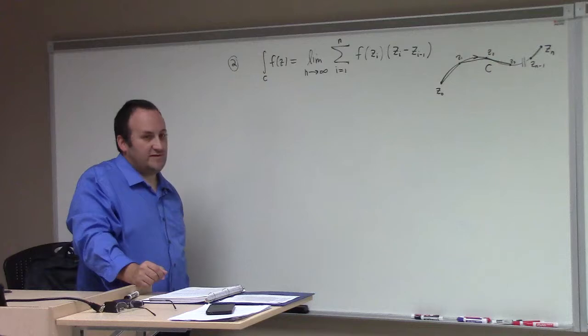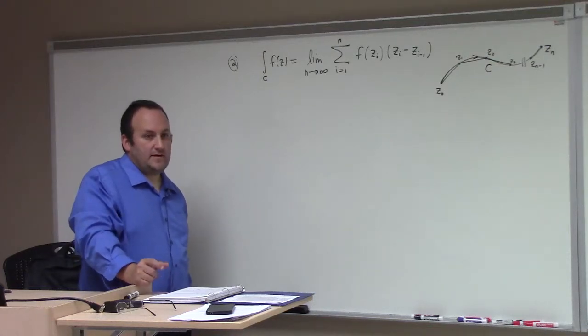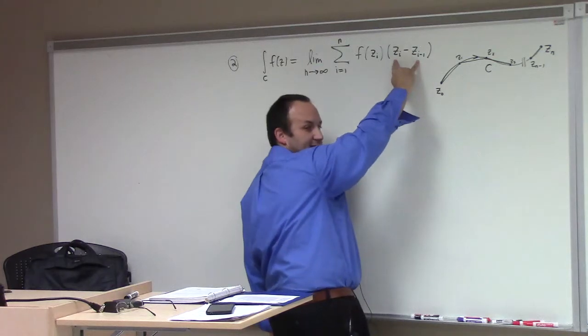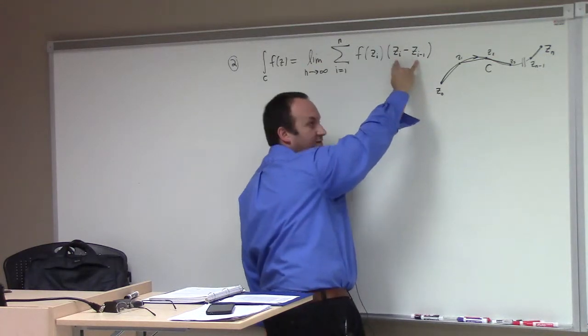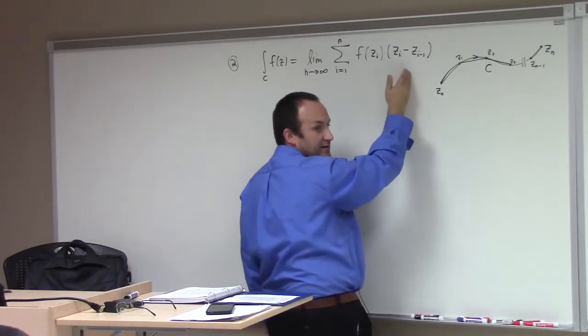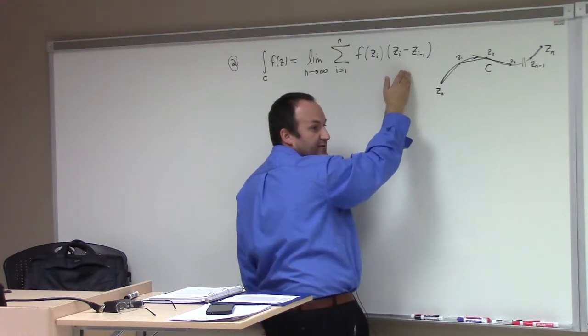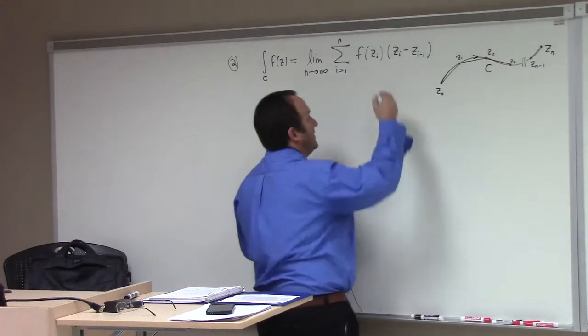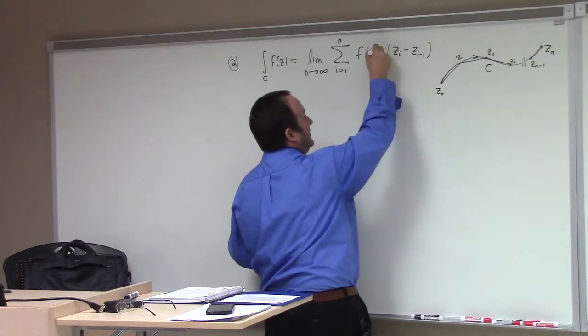Isn't that just the change in z? You could think of this as being delta zi, right? This is a pretty close analog to the Riemann sum, isn't it? If instead of zi we had zi star or something, we could do that without changing anything here.